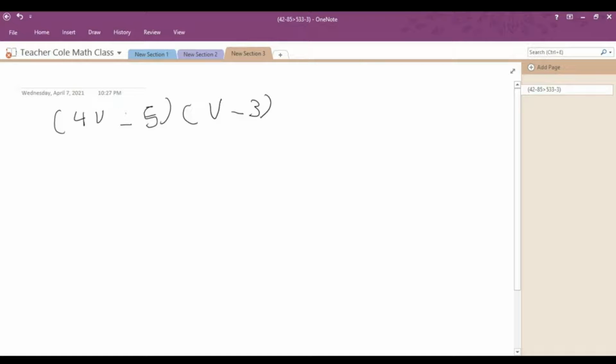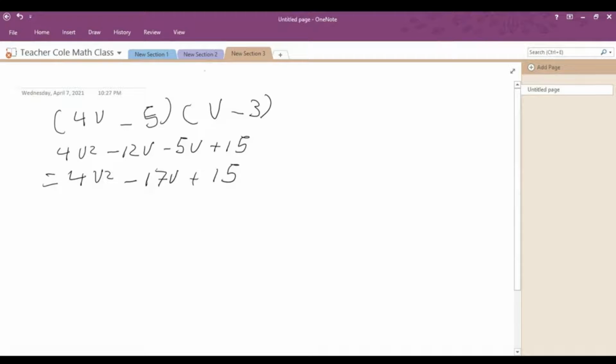So we're going to say the 4v is going to be multiplied by the v to give us 4v squared, and 4v times minus 3 will give us minus 12v. Alright, using the minus 5 now, we have minus 5v, and a minus 5 multiplied by a minus 3 gives us a positive 15. Alright, so in combining the minus 12v and the minus 5v, the answer is equal to 4v squared minus 17v plus 15.